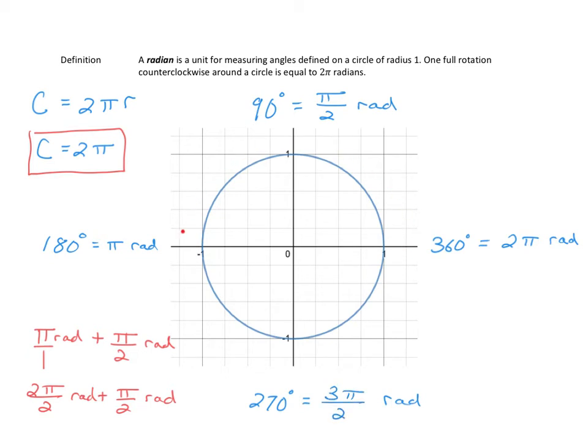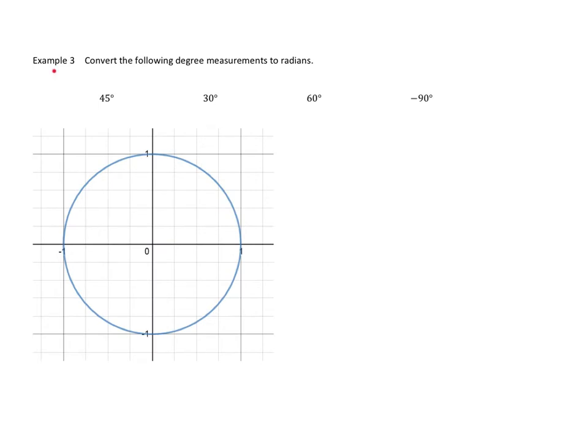So here are 4 important radian measurements off of the unit circle. In example 3, what I'd like to do is convert these degree measurements into radians. Now, we saw on the previous slide that 360 degrees is equivalent to 2 pi radians. If you divide both sides of this by 2, that's the same thing as saying 180 degrees is equal to pi radians. We can use either of these to convert back and forth between degrees and radians.